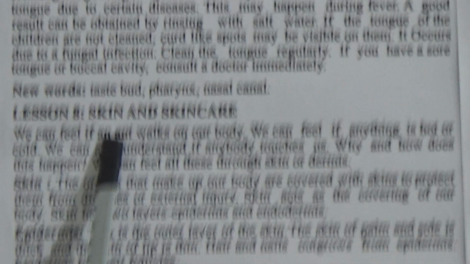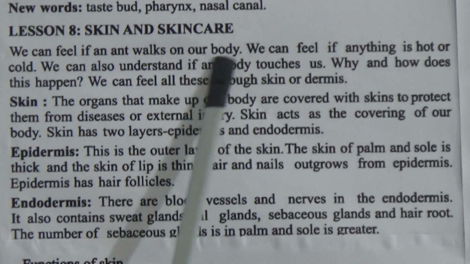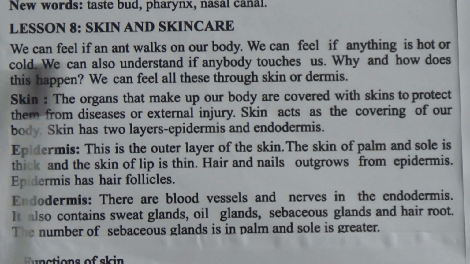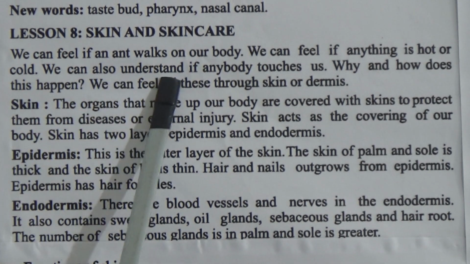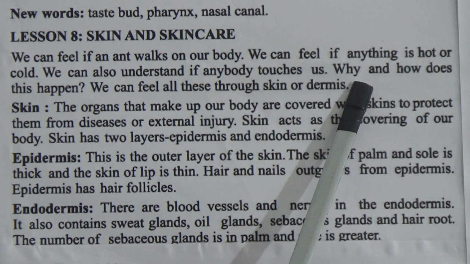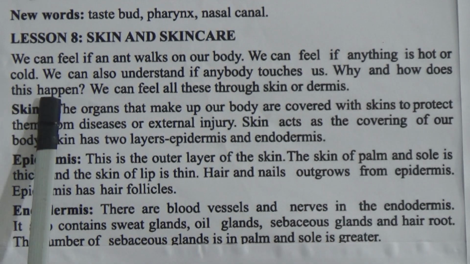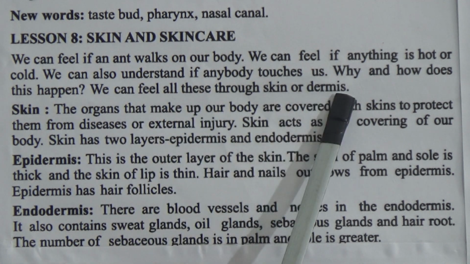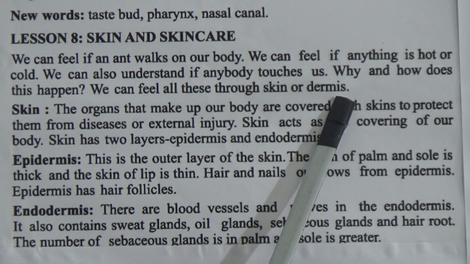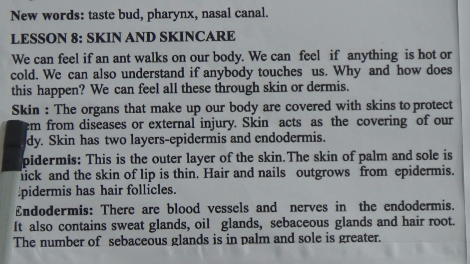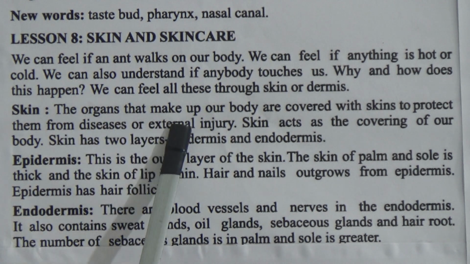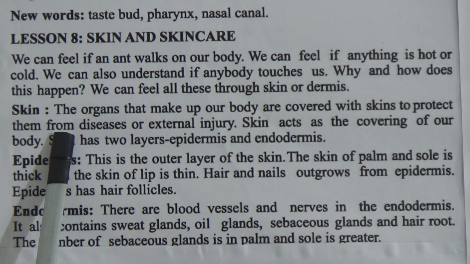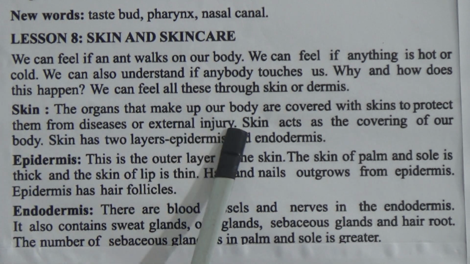We can feel if an ant walks on our body. We can feel if anything is hot or cold. We can also understand if anybody touches us. Why and how does this happen? We can feel all this through skin or dermis. That means the other name of skin is dermis. The organs that make up our body are covered with skin to protect them from diseases or external injury.